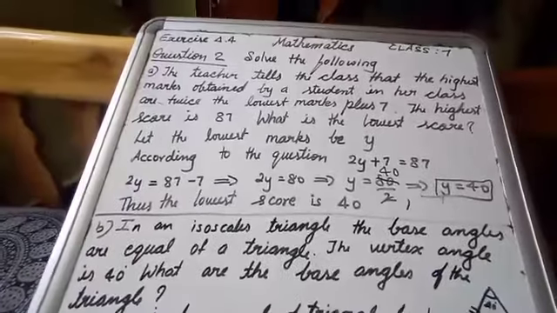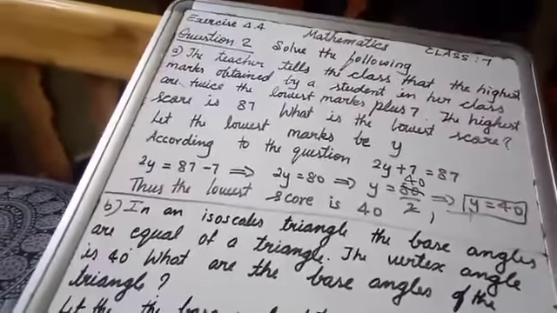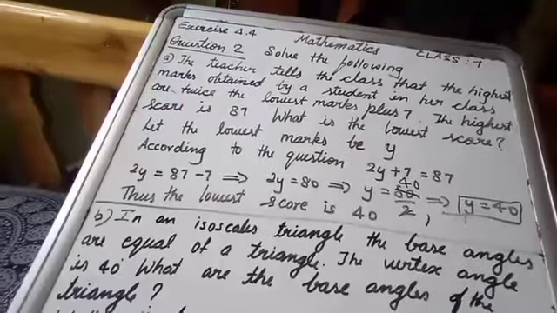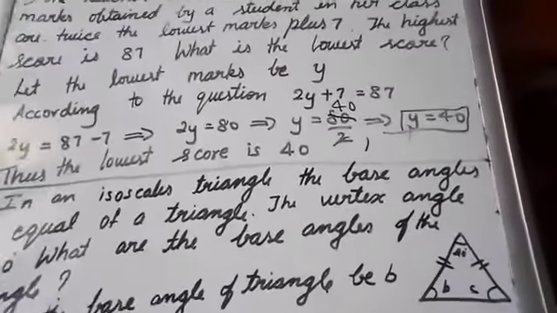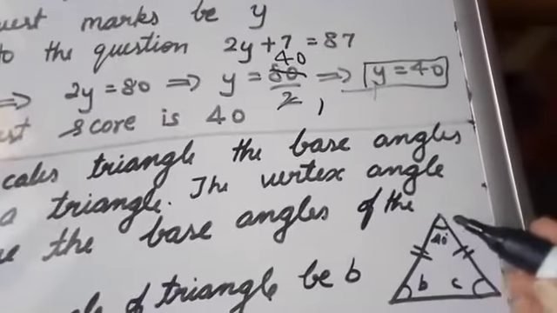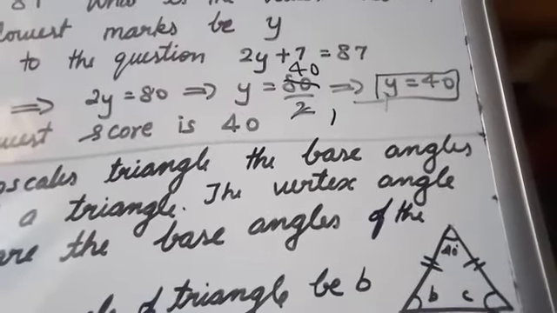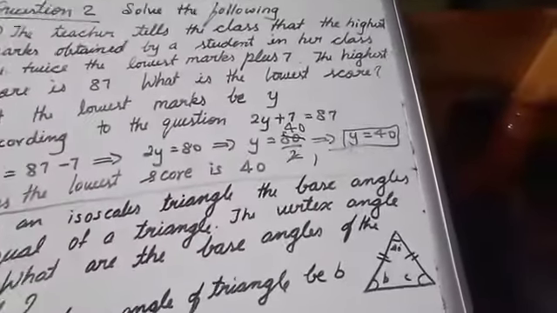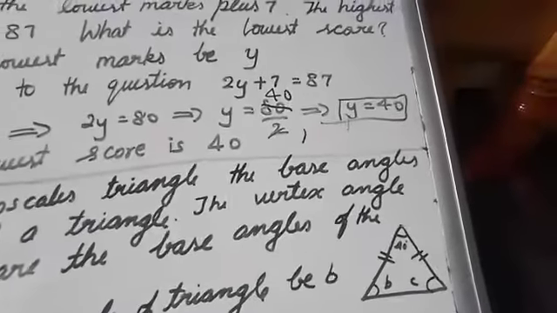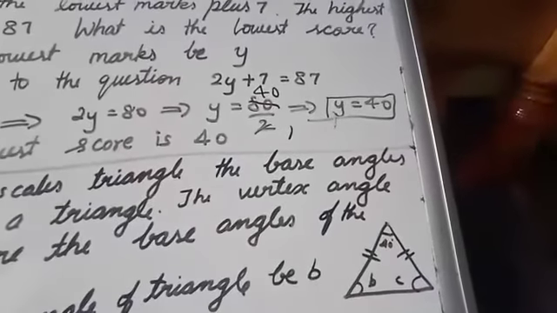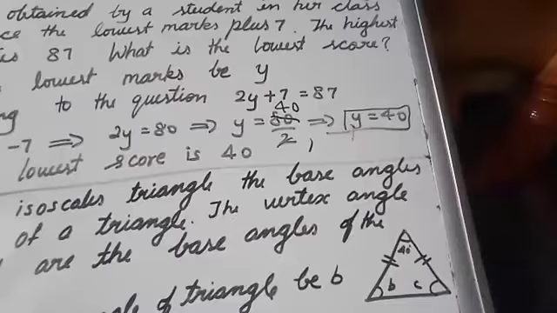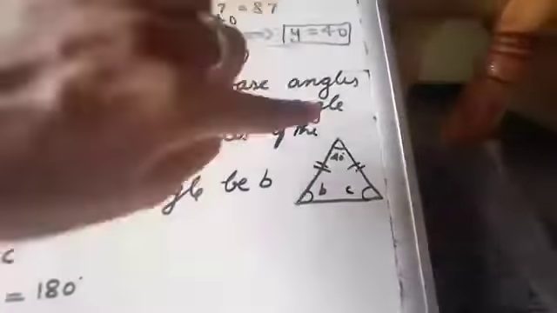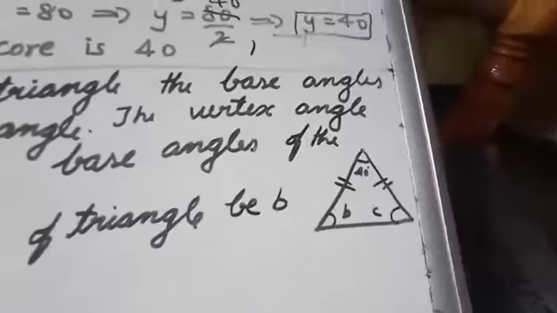When we are reading this type of question, it is better to put it in the form of a diagram. It makes your work so easy. Now the vertex angle is 40 degrees. The two base angles are equal. Why? Because it is isosceles. The vertex angle measurement is given, so it is 40 degrees.